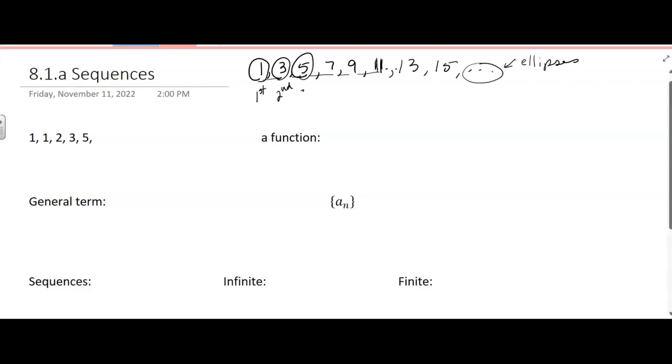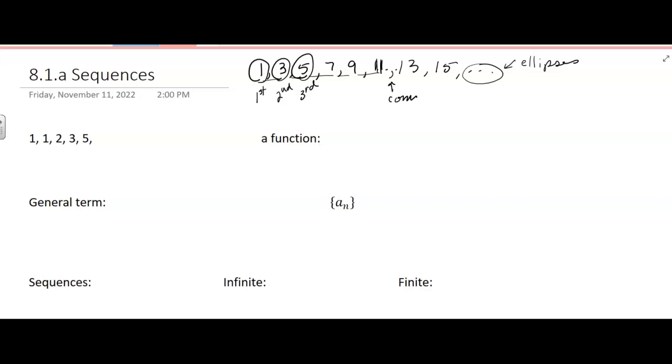Now, what's important for us to know is that there's a first term, there's a second term, there's a third term, and so on and so forth. Each number is representing a term. How are terms separated? They're separated with commas. Okay, and so we get this list of terms, and the first term, and then the second one, and then the third one, and so on and so forth.